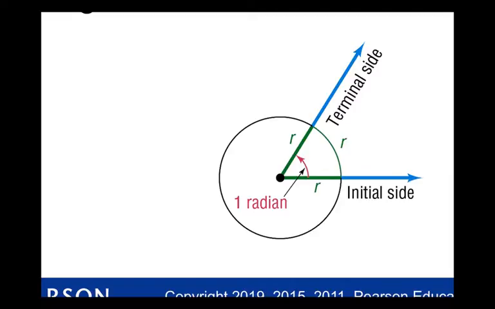So now, this angular measure, we're going to consider as 1 radian. If we make a sector where the length of the arc is the same as the length of the radius, that angle is what we call a radian. You don't need to know all that. That's just the definition of a radian.